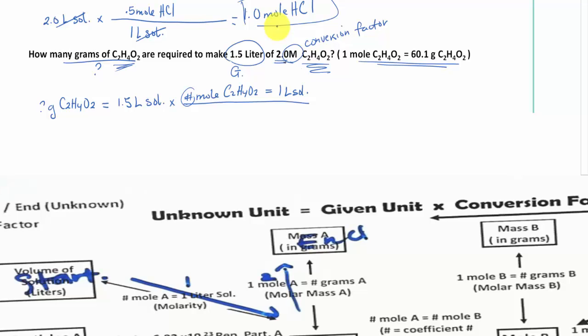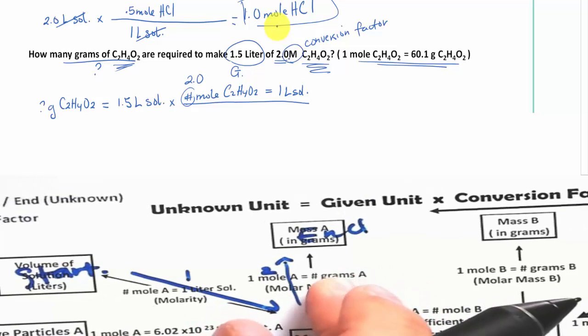It is given to us right there. It's a 2.0 molarity, so that number must be 2.0. Isn't that easy? And that's the reason why we need to realize that molarity is actually a conversion factor. Now let's move on to the next one. It's this one right there.